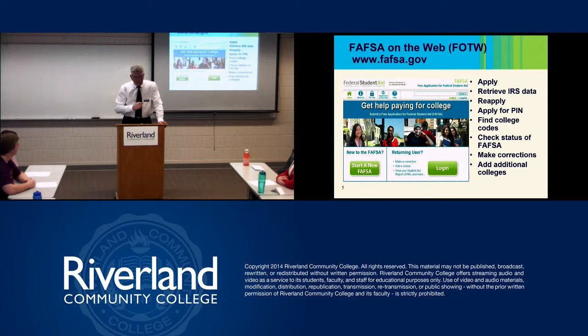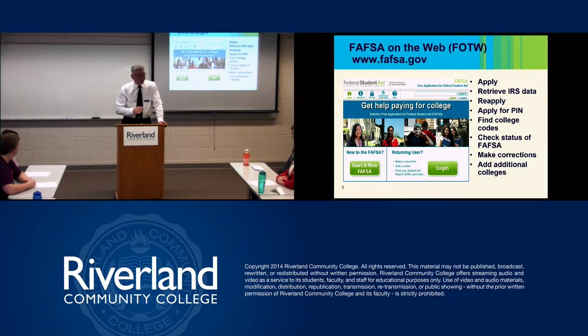But the FAFSA.gov site is very comprehensive. It includes the place to apply. A person can make estimates of financial aid. They can get an estimate of their effectiveness there. Also, they can make corrections. They can look up college codes. They can go there to reapply for their 2nd, 3rd, 4th year of college. So it's a very comprehensive website.